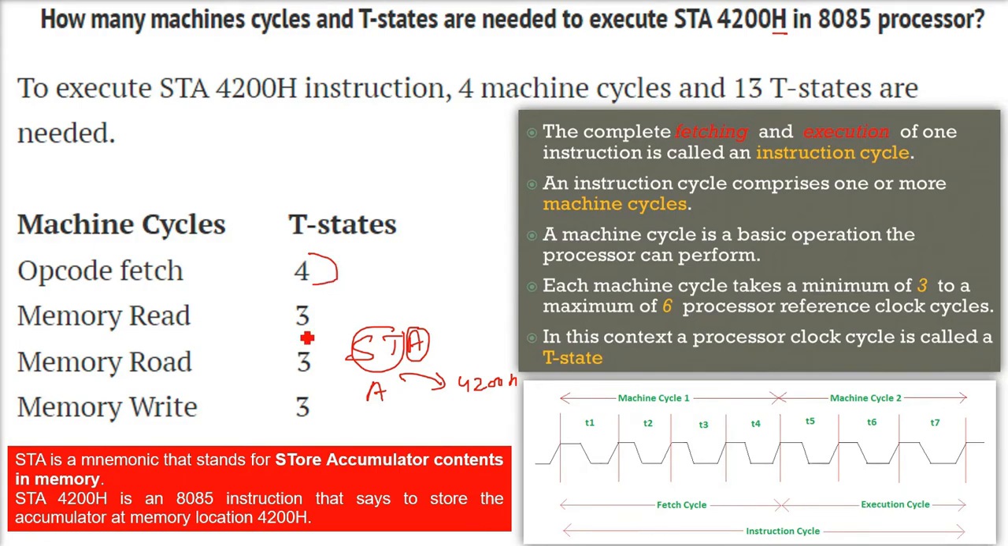There are different machine cycles, as I just indicated. We have opcode fetch, then memory read, then memory write. All these are operations. So how many machine cycles are there? There are 4, you see on the left. So 4 machine cycles are there. If you add them, 4, 3, 3, 3, that is 13. So these are 13 T states. You can say that in order to execute the STA 4200 instruction, 4 machine cycles and 13 T states have to be taken. So 4 plus 3 plus 3 plus 3 is basically 9 plus 4, that is 13 T states.